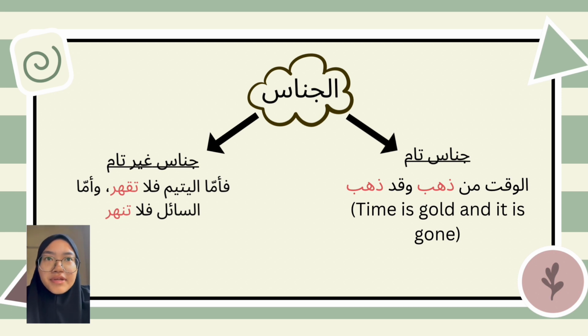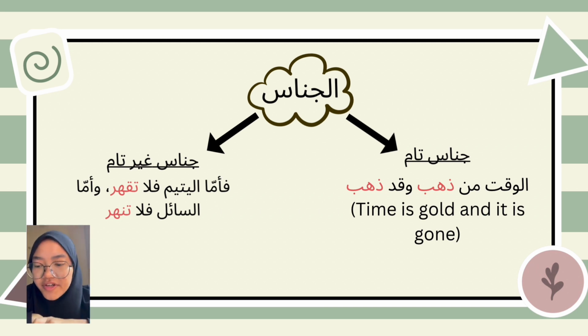So the sentence for jinas tam here is al-waqtu min zahabin wa qad zahaba. The meaning is time is money and it is gone. So al-waqtu here is mubtada marfu' bi dhammah, min is harful jar mabni ala sukun, and zahabin is majrurun bil kasrah zahirah. And then zahaba here is fi'il madhi mabni ala al-fathi. So the first zahabin means gold, and the second zahaba means gone. And so this is considered jinas tam because it's exactly the same in terms of all four aspects mentioned before.